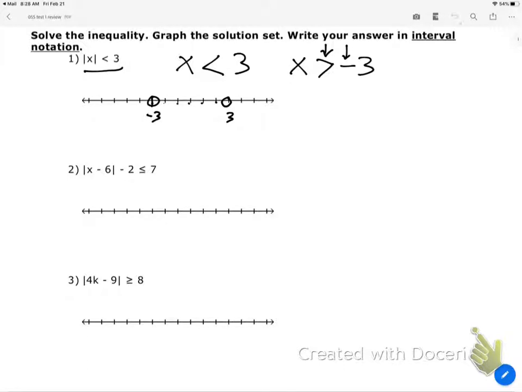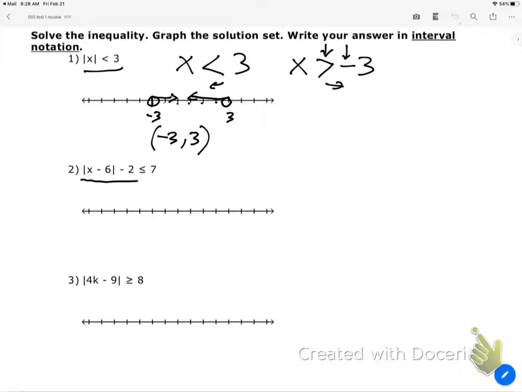I take a look at where this is pointing. This is pointing that way. The negative 3 is pointing that way. So the answer is everything in between negative 3 and positive 3, that would be the solution. Parentheses, because there's no equal sign here. Okay, let's look at the next one.